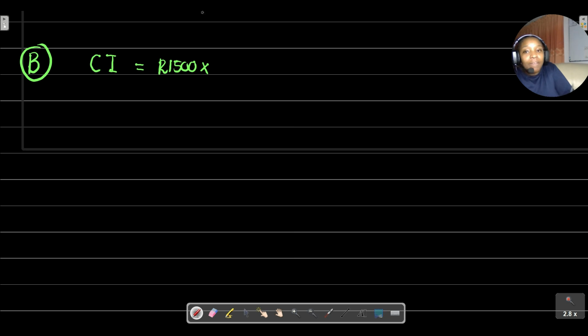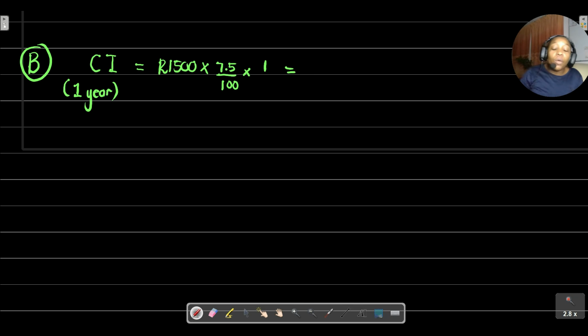We're going to multiply it by, what is the interest rate? It is 7.5%, multiplied by 1. Because remember here, we're just trying to find out what will be the compound interest in the first year. So that's what we're just trying to establish here. What is the interest that I will earn from my investment in the first year? So I'll take that 1,500, I'll multiply it by 7.5 over 100.